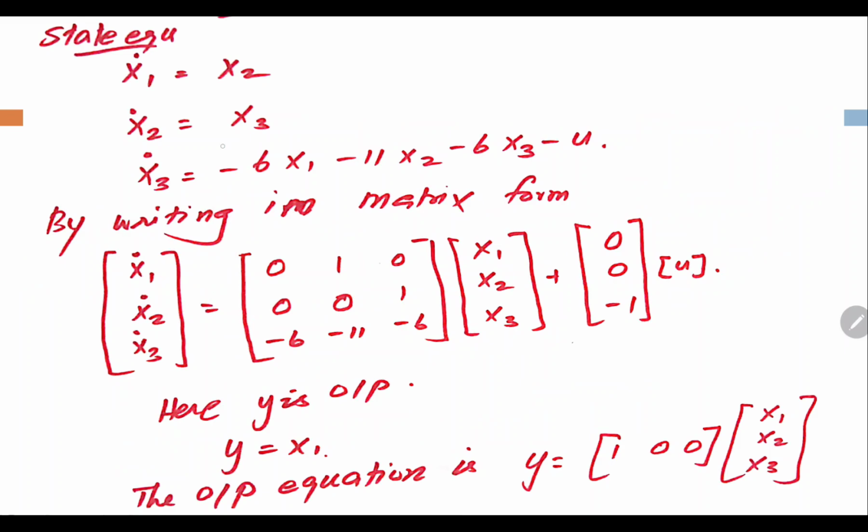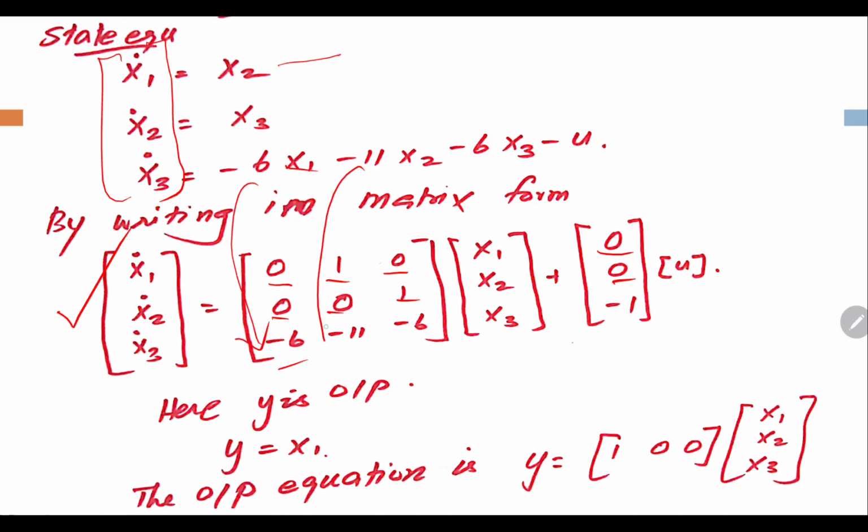Based on that, I am forming the matrix. First I am taking x1 dot, x2 dot, x3 dot. For the first equation, x1 coefficient is 0, x2 coefficient is 1, x3 is 0, and u is also 0. Similarly, second equation: x1 0, x2 0, x3 is 1, and u is also 0. Third one: x1 coefficient is minus 6, x2 is minus 11, x3 is minus 6, and u is minus 1.